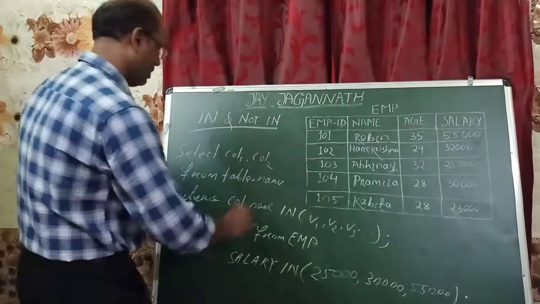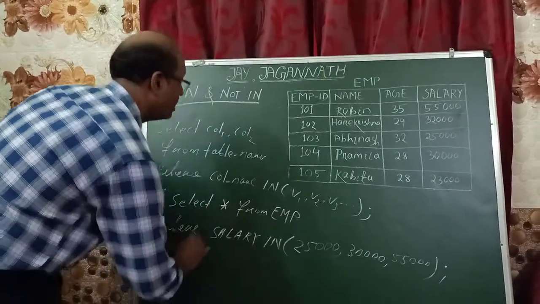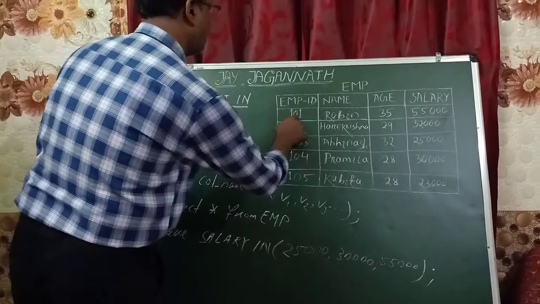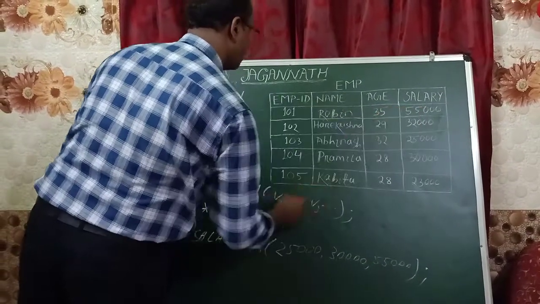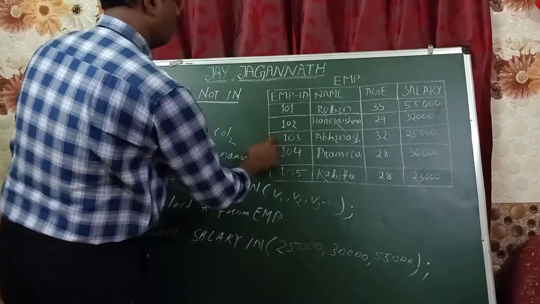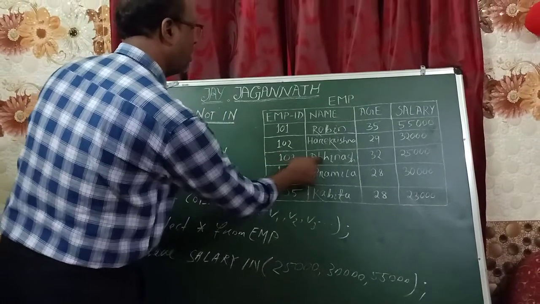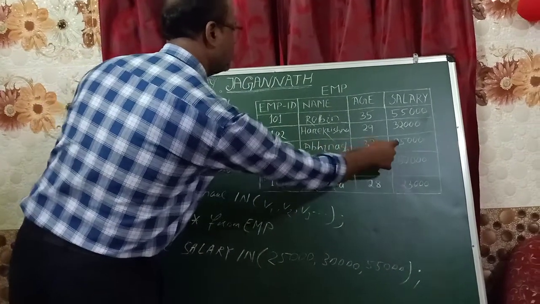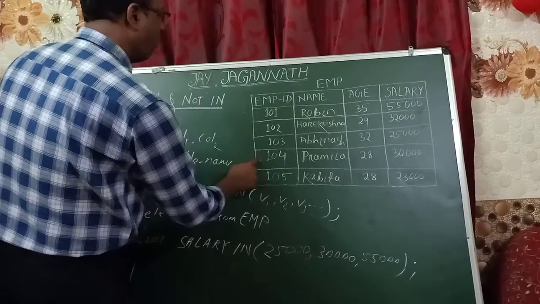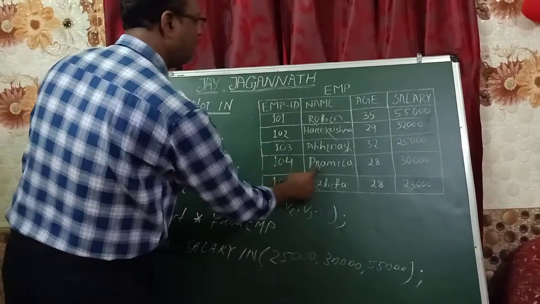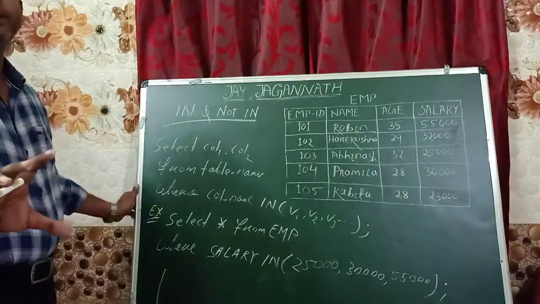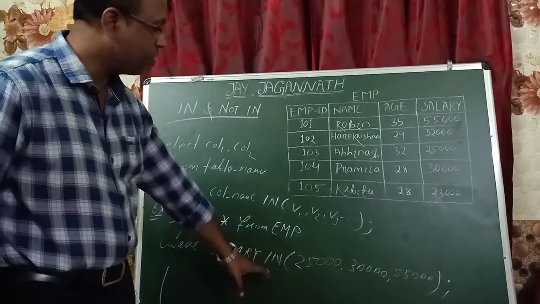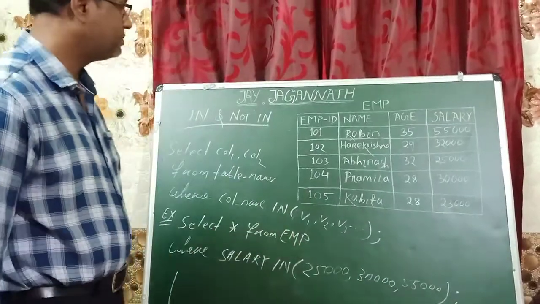So what will be the result? The result will be 101 Robin 35, 55,000. 103 Abhinas 32, 25,000. And 104 Ramira 28, 30,000. This result will be displayed if you use the IN operator.